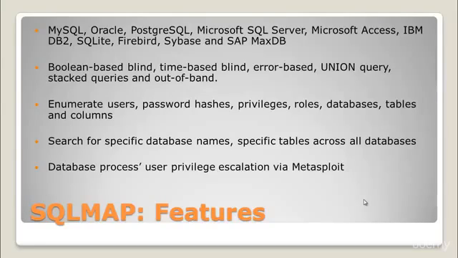It also has support for database process user privilege escalation via Metasploit's meterpreter getsystem command. It can establish an out-of-band stateful TCP connection between the attacker machine and the database server's underlying operating system. This channel can be an interactive command prompt such as a meterpreter session, or a graphical user interface such as a VNC session, as per the user's choice.